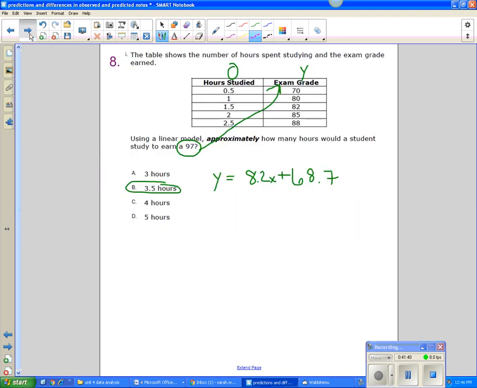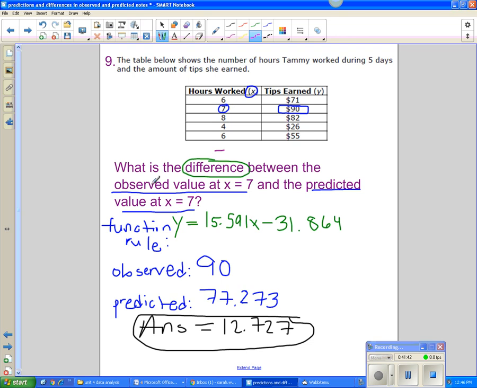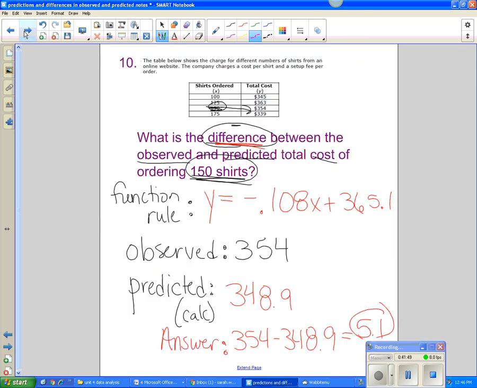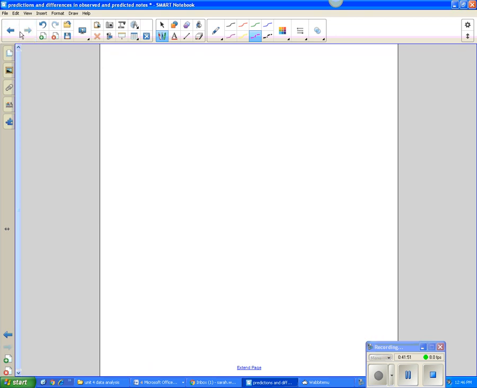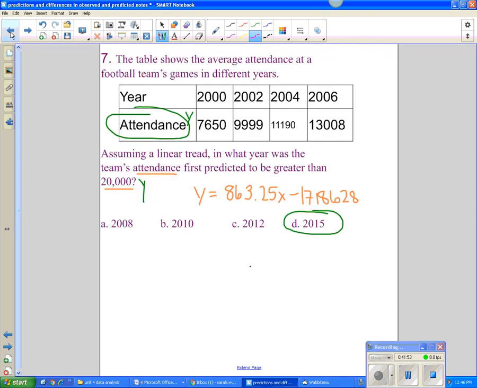The last problem said for the difference between the observed and the predicted. So you had to find what the observed was and the predicted and subtract them. All right. Make sure you use your notes when you are doing your worksheet.